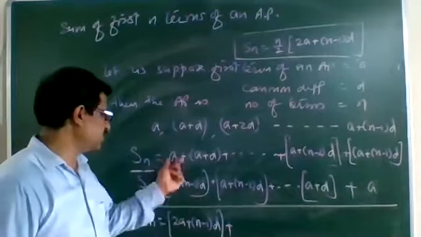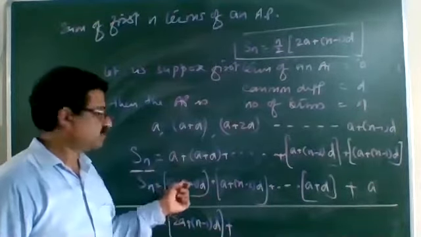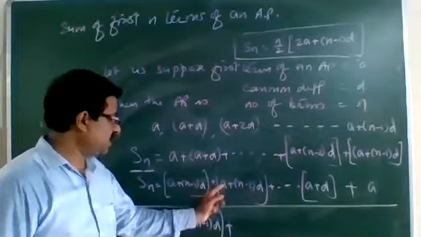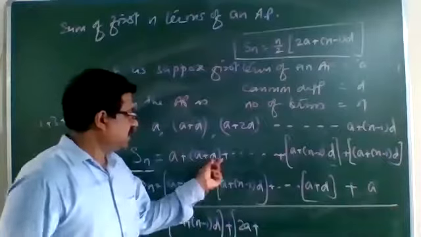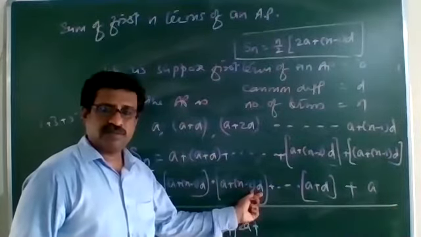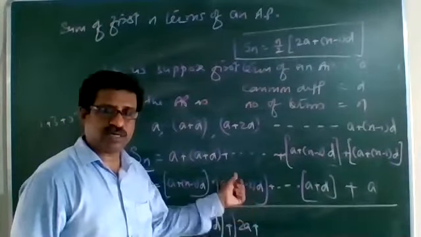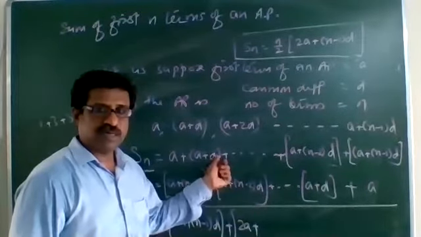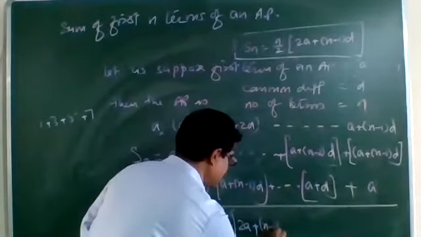This is the sum of the first two terms, these two a's. When you are adding these two, a plus a, it will become 2a, plus d is added over here. If you take d common, here we get n minus 2 and here we get plus 1. N minus 2 plus 1 will become n minus 1 into d.